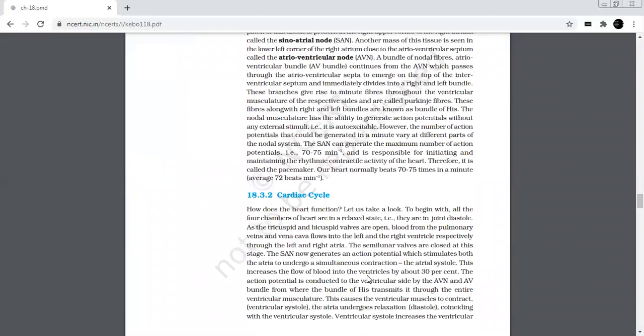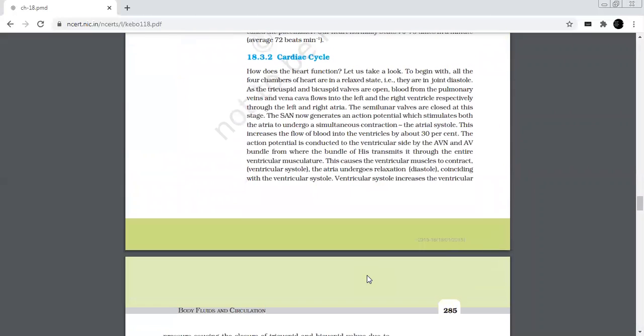Now let us talk about the cardiac cycle. The heart pumps blood to all parts of the body. The changes that take place in the heart during one heartbeat together constitute one cardiac cycle. The heart beats at an average rate of 72 times per minute. Thus, the total duration of the cardiac cycle is 0.8 seconds.